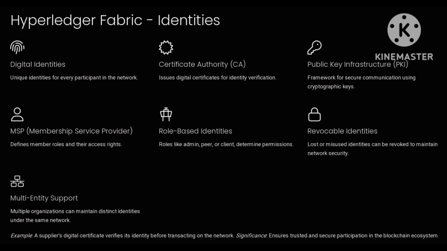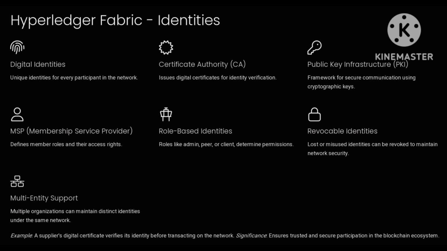Slide 2. Hyperledger Fabric Identities. Digital identities. Every participant in a Hyperledger Fabric network has a unique digital identity, which ensures accountability and trust. These identities are issued by a certificate authority, CA, which verifies participants before they can join the network.